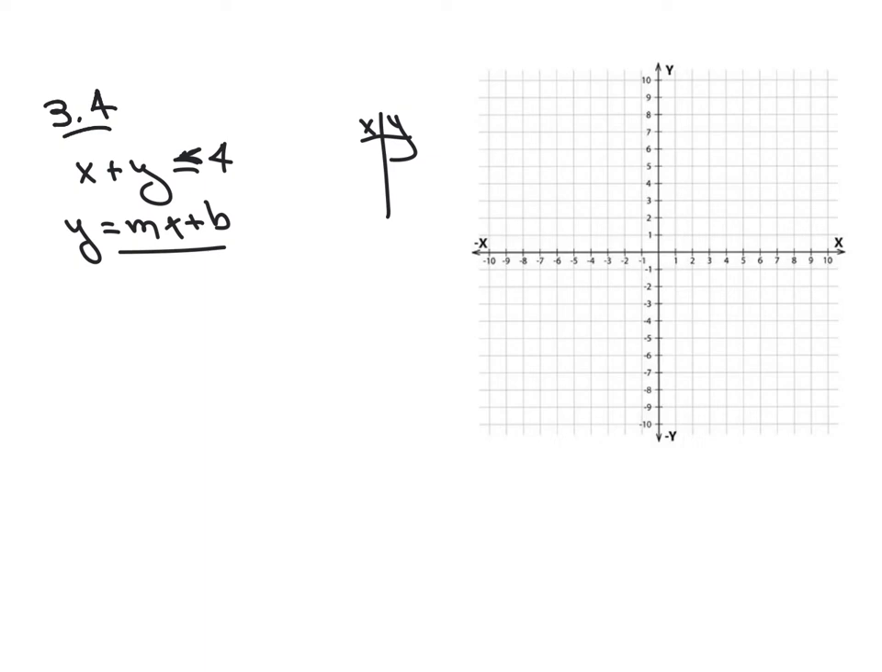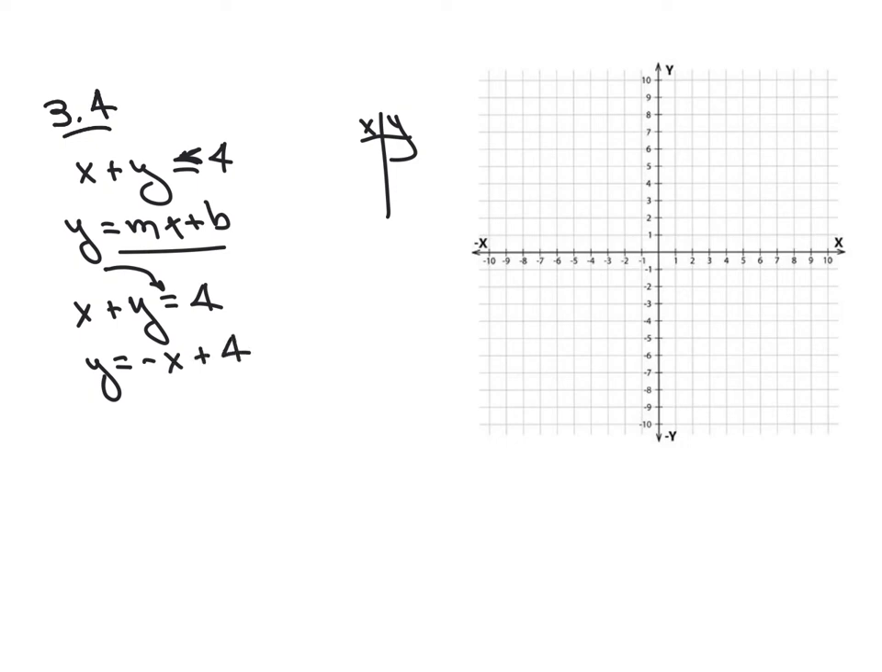So what we're going to do, first step, instead of it saying less than or equal to 4, I'm going to say it's equal to 4. So on all these inequalities, you're going to change the inequality sign to an equal sign and graph that line. So I'm going to put it in slope-intercept form, subtract x from both sides.